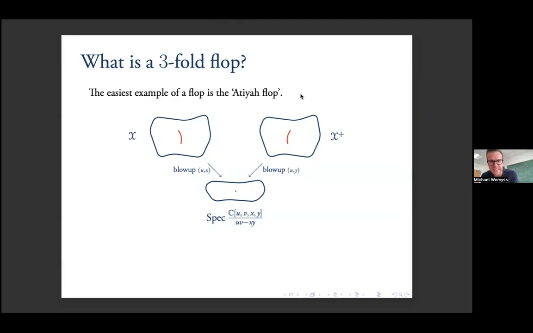And so the easiest example of what's called a flop is the Atiyah flop. And so how do you build this as an object? So you start with a commutative ring at the bottom, C[u,v,x,y], and you have a single equation that uv = xy. So you're inside a polynomial ring in 4 variables. You have a single relation, so you're down to a 3-dimensional ring, threefold. And so given this ring, there's an isolated singularity at the origin. That's a calculation that can be done.